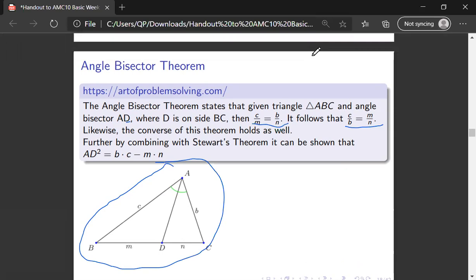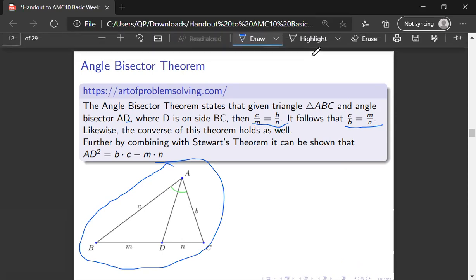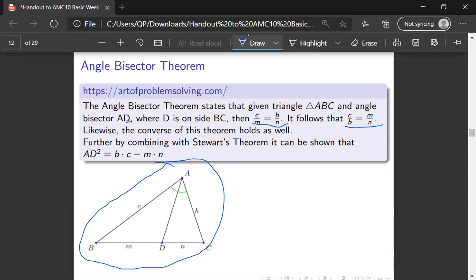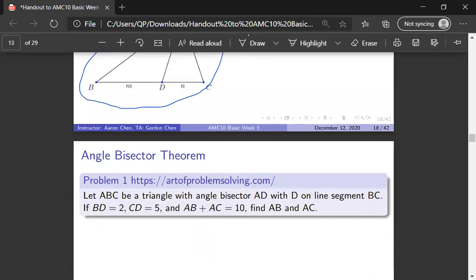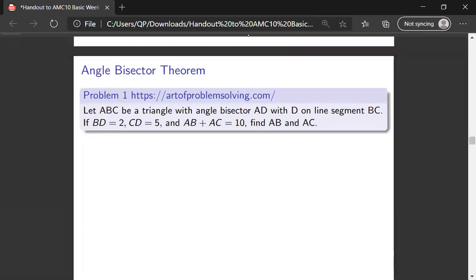And you can use this to find a theorem for finding the length of an angle bisector, but this needs Stewart's theorem, which we'll cover later. If you want, you can see the formula written here. All right. So here's your first example.